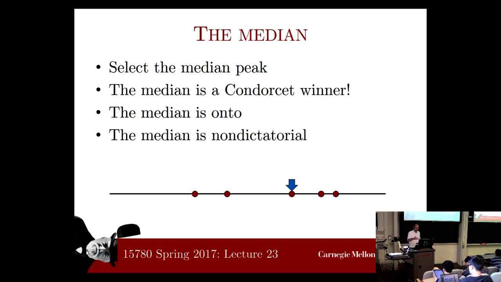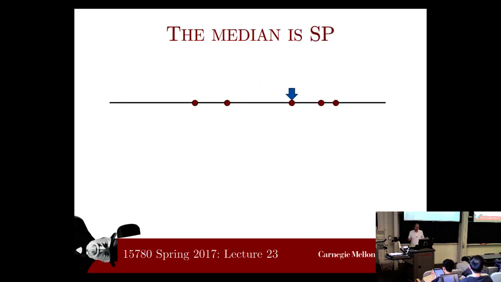Okay. So first of all, notice that the median is onto and non-dictatorial, like the leftmost point as well. So if we can show it's strategy proof, I just want to say explicitly, we're saying the Gibbard-Satterthwaite theorem doesn't hold in this setting. Here are rules that are onto, non-dictatorial and strategy proof. Specifically, the median also has this Condorcet property, which is really nice. Okay, so why is it strategy proof?